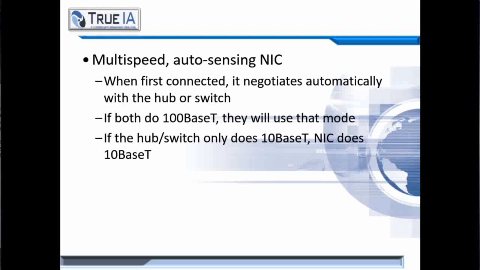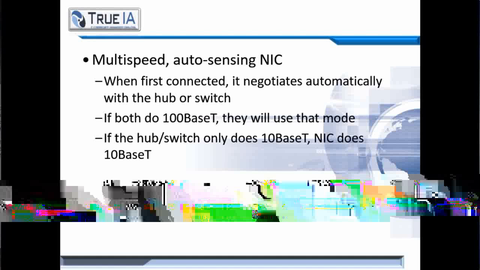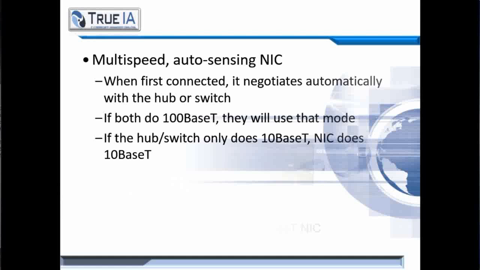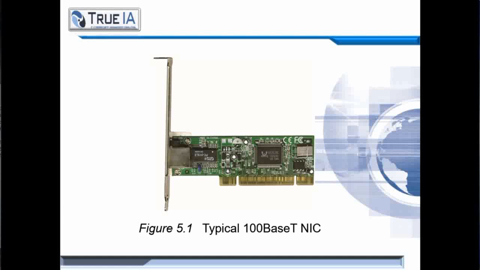The advantage to multi-speed or auto-sensing is that when first connected, it will auto-negotiate with the hub or switch. If both do 100 base T, then that's what they're going to use. However, if the hub or switch is only capable of 10 base T, the NIC will auto-negotiate down to the 10 base T speeds. Here's a look at a typical 100 base T NIC.